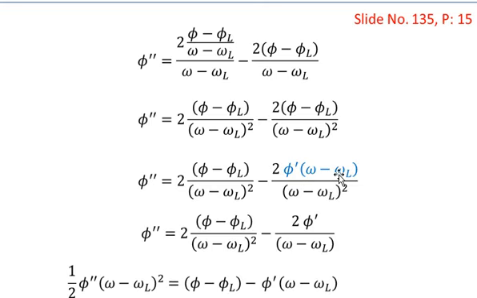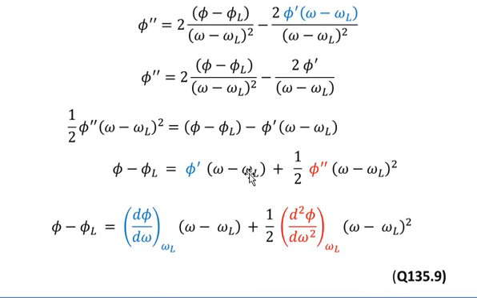So one of the omega minus omega L terms will be cancelled out in the denominator, and then you have these terms. So phi double prime is equal to 2 times phi minus phi L divided by the square of omega minus omega L, whereas in the second term we have a minus 2 phi prime over omega minus omega L, because this contains only one factor of omega minus omega L in the denominator. Now rationalizing them, that is dividing all the three terms by 2, and multiplying all the three terms by the square of omega minus omega L, we get this expression.